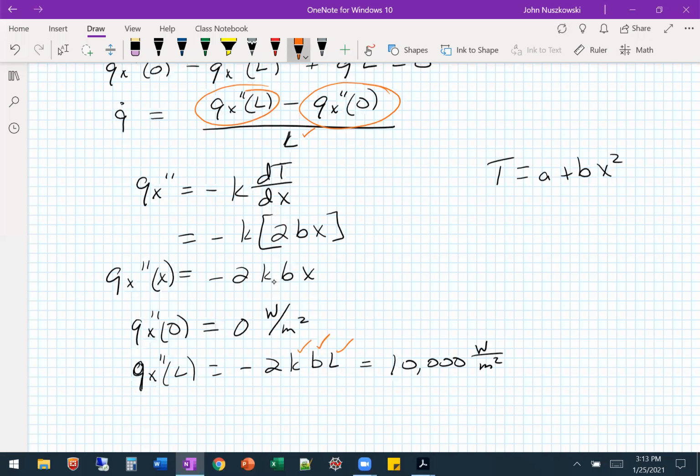So then back up here, we have this, we have L. We can just solve for our heat generation rate, the volumetric heat generation rate. So we get then 2 times 10 to the 5th watts per meters cubed.